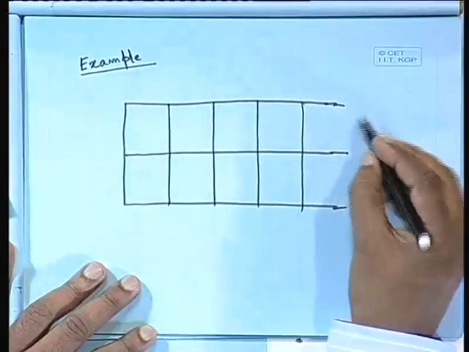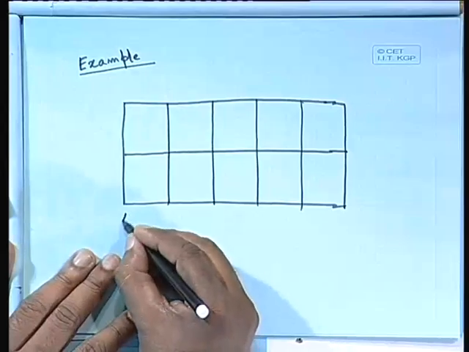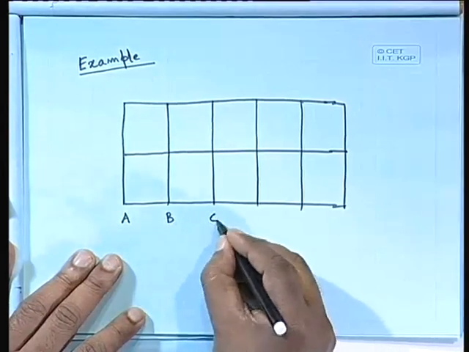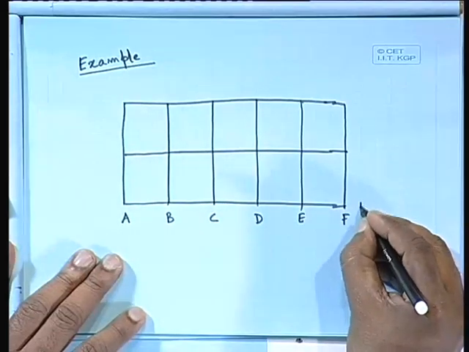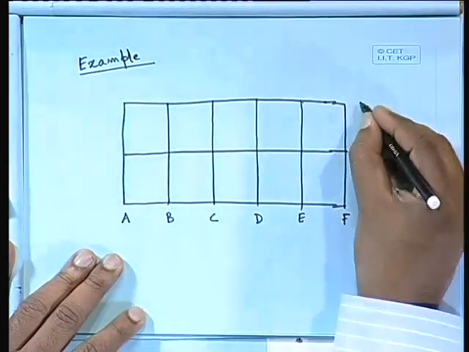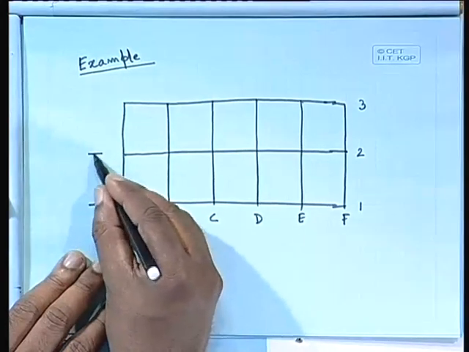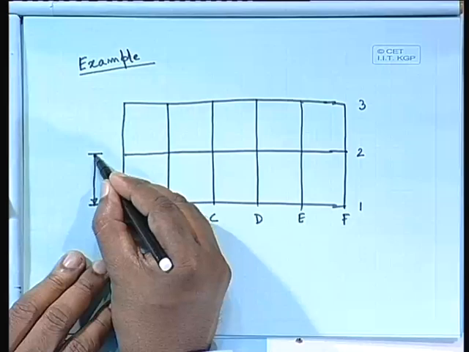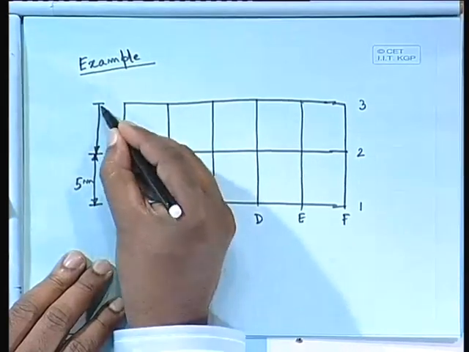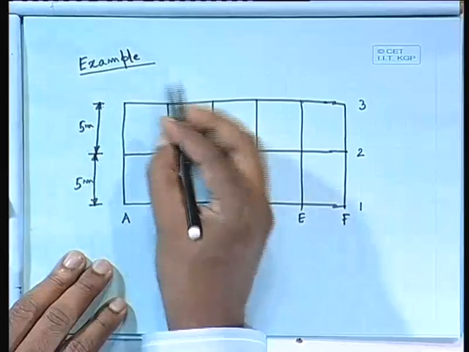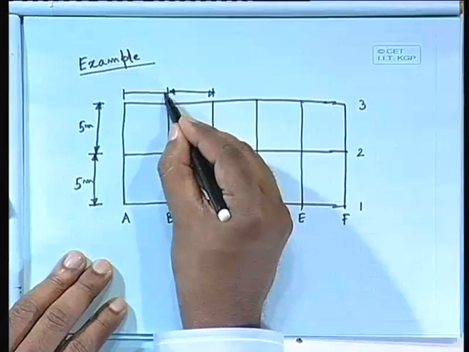Say, I can write down this one as A, B, C, D, E, F. These are all the column positions, and on this side I can say 1, 2 and 3. This one say 5 meter, this one also 5 meter, and this side we are having typically 4 meter.